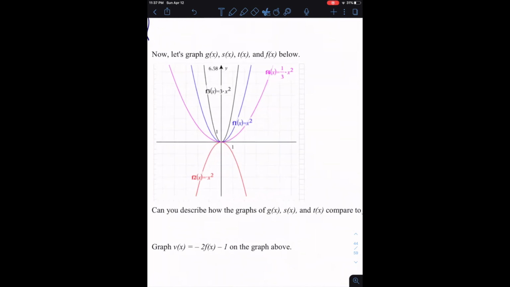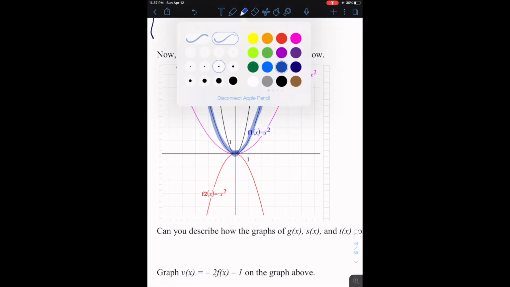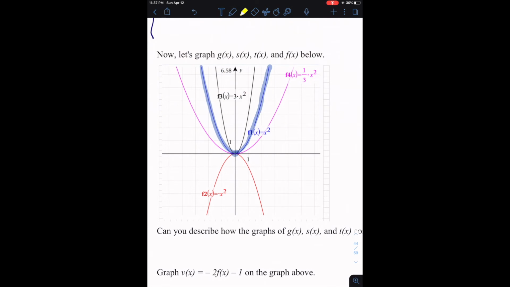So let's see. We have the x squared, our regular function that we're very familiar with by now. And notice there's been no shifts. They're all starting at 0, 0. We haven't shifted left or right or up or down. What we have done, though, is we have flipped. That's the negative x squared.